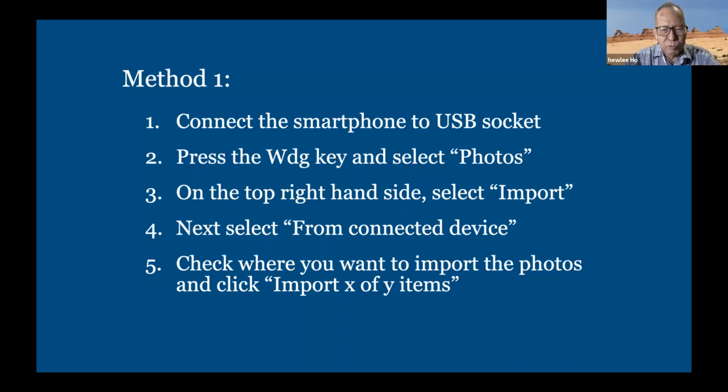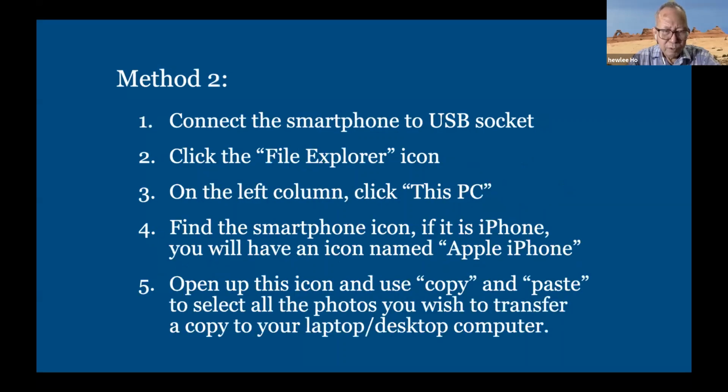So one good advice is maybe your photos have certain classifications. So all you need to do is you give a folder name and then you collectively put them in different folders so that next time it is easier for you to retrieve your records. So that is method one. Method two, same thing, the connection is the same, but this time you don't use the photo app. You use the file explorer.